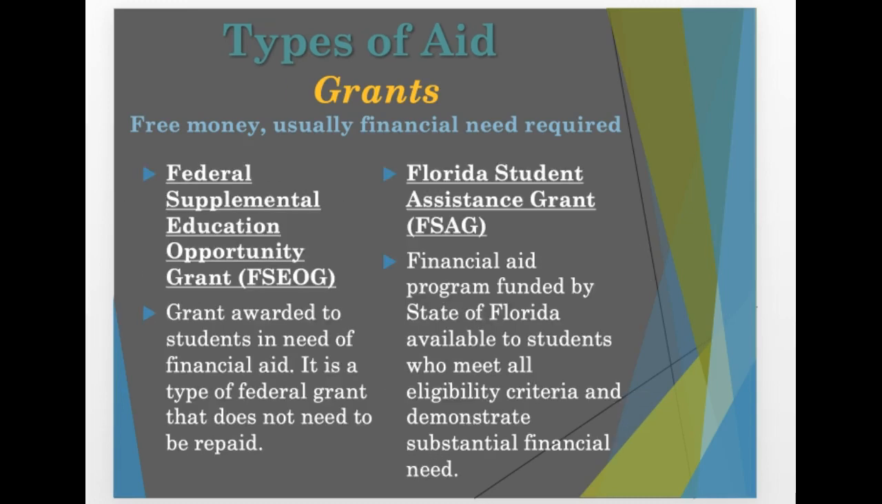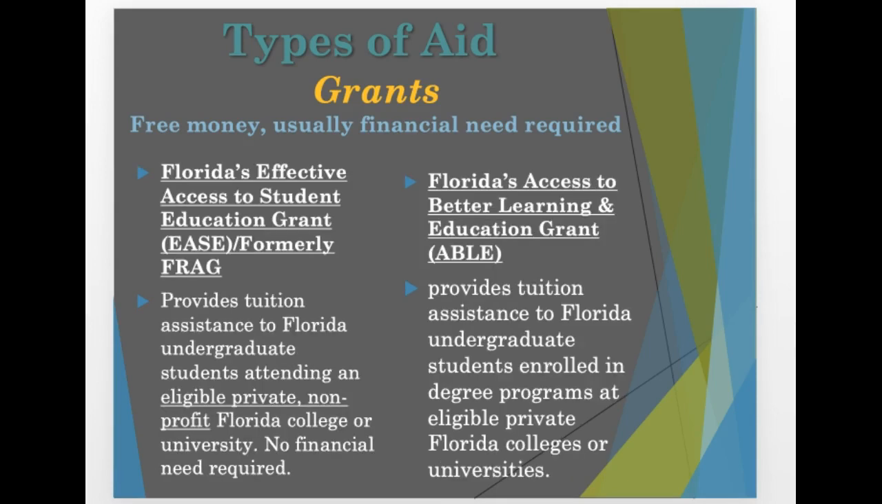We have the Federal Supplemental Educational Opportunity Grant, and you can see the acronym, the FSEOG. This grant is awarded to students in need of financial aid. It is a type of federal grant that does not need to be repaid as well. Then you have the FSAG, which is your Florida Student Assistance Grant. This is a state grant for Florida students. This is a financial aid program funded by Florida, available to students who meet the financial aid criteria and any other criteria that would be attached to it. So that's an additional grant that would not have to be repaid, but is based upon financial need.